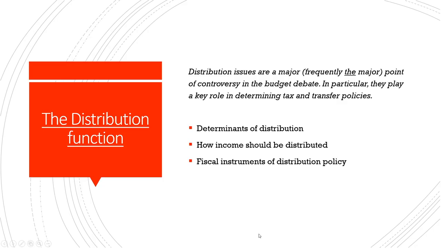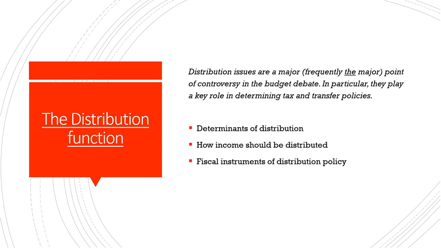Secondly, the distribution functions, the distribution issues, are a major and frequently the major point of controversy in a budget debate. In particular, they play a very important role in determination of tax and transfer policies. And there are various determinants of distribution: what is the kind of distribution that needs to be made, who should be paid more or less. There can be regional distribution issues, there may be social group based distribution issues, there may be gender based distribution issues, and so on and so forth.